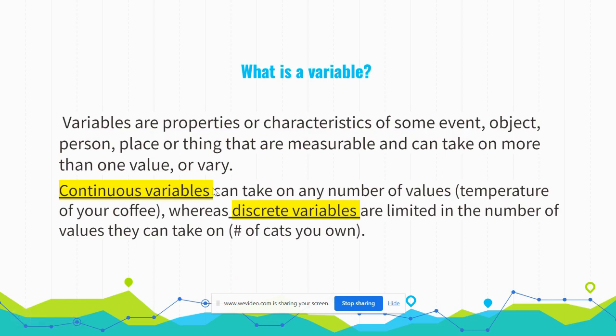Other variables are the idea of extraneous variables, sometimes called confounding variables. Continuous variables are ones that can take on any number of values, like temperature. Temperature can be negative, it can be zero, it can be any positive number. And then discrete variables are sort of limited.